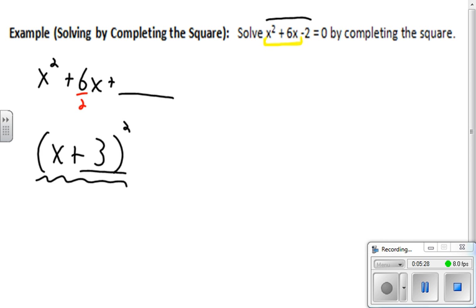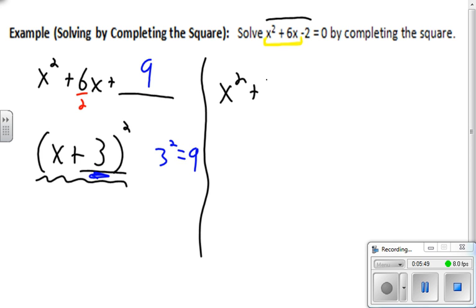So this is our perfect square binomial when it's just written as the two values squared. Remember then, 3 squared equals 9. So that's the number we're looking for here. So we're trying to get it into that form. So what we do from there is we have our x squared plus 6x.